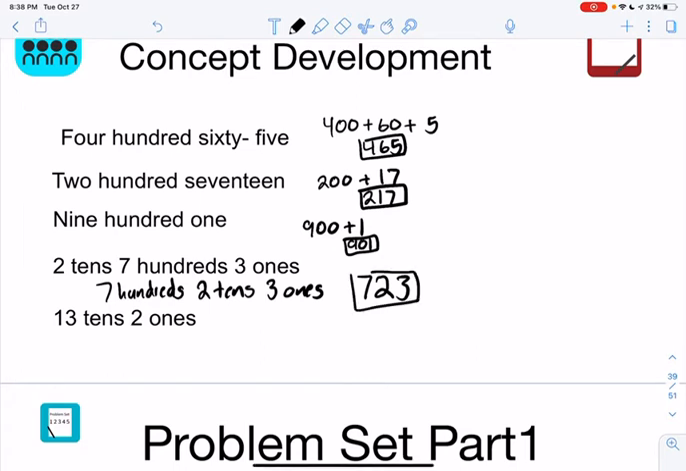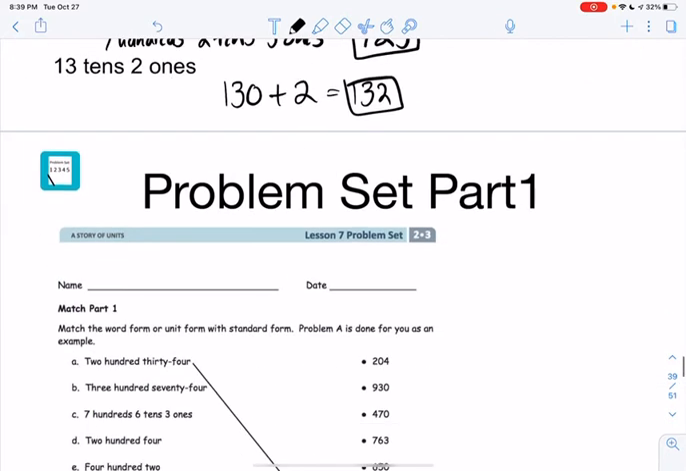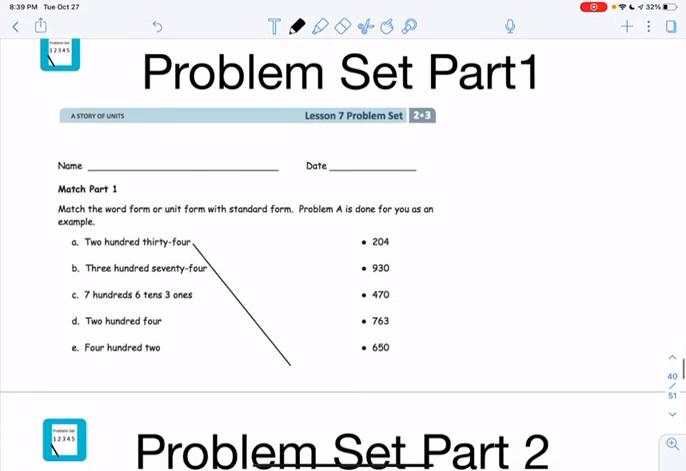And now this one we have 13 tens and 2 ones. Well, 13 tens would equal 130, and then 2 ones would be 2. So that gives us 132. All right, now what we're going to do is match part 1. So if some people are just watching for the concept, here's where you can end the video. But if you want to look at the examples, then keep on watching.